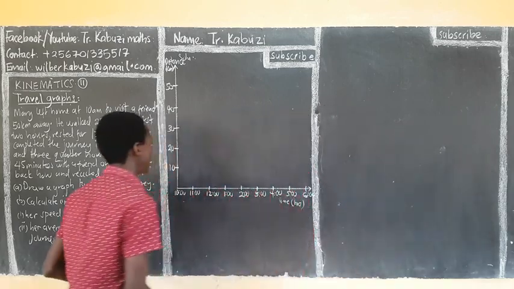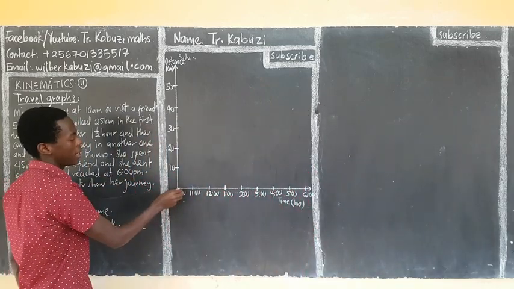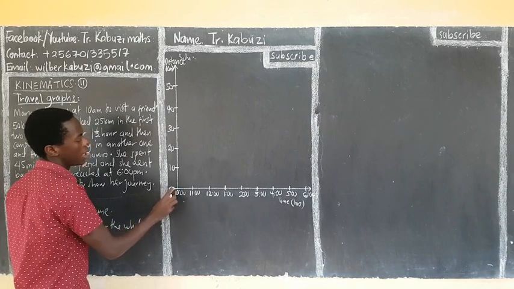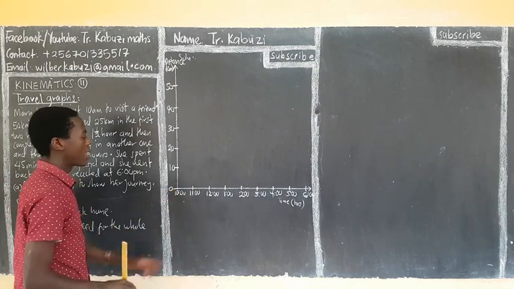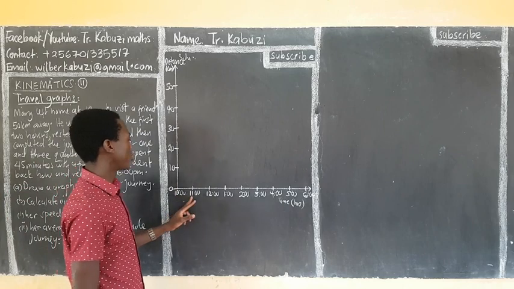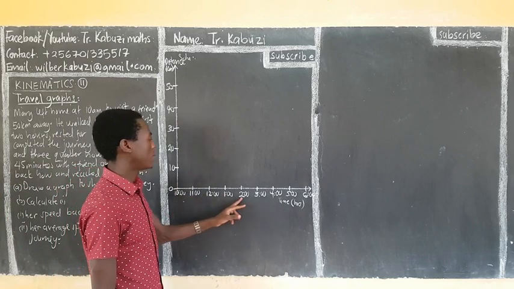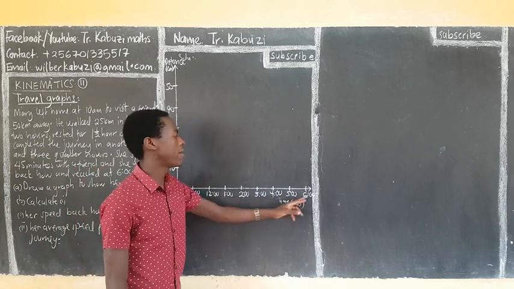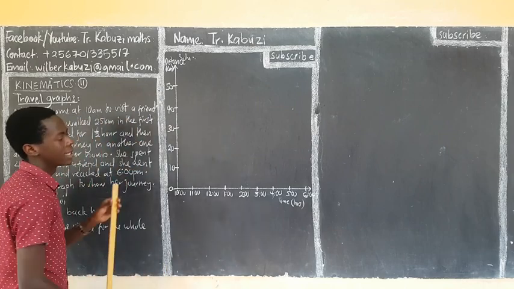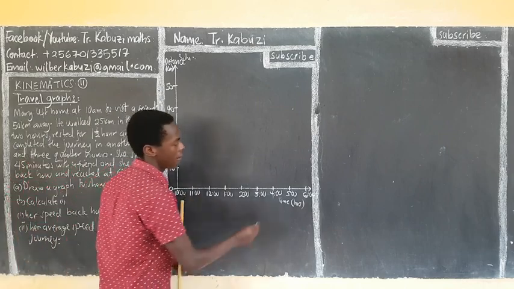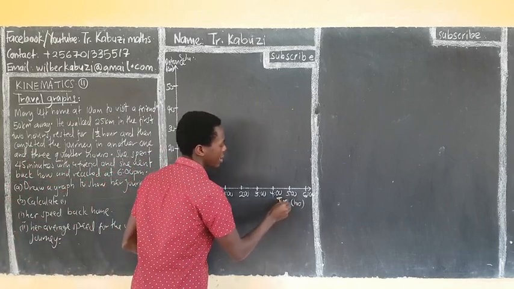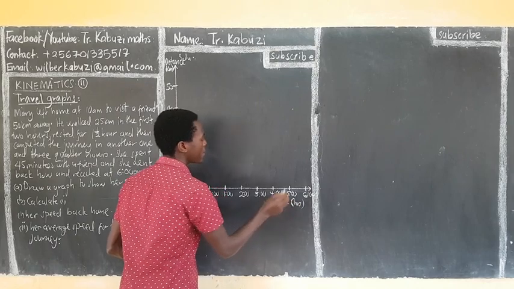Okay, now if I say 2 centimeters to represent 1 hour, so from 10 to 11, 12 to 1 p.m., 2 p.m., 3 p.m., 4 p.m., 5 p.m., up to 6 p.m. So this is the time. Always here we put time in hours. So this is our time in hours.